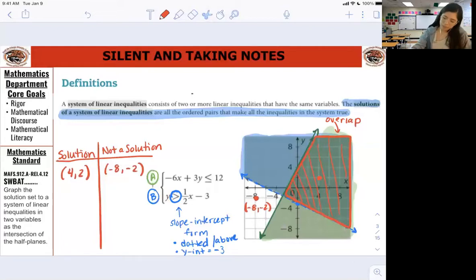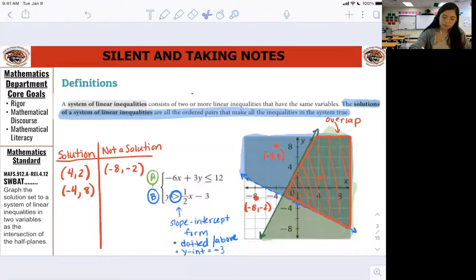Now let's kick it up a little bit. What about (-4, 8)? Not solution. But (-4, 8) is in this shaded region. How come it's not a solution? It's not overlapping with the other solution. Good. It's only in the blue, right? That one is only a solution to the bottom equation, but we need something that's a solution for both of them. It has to match both.